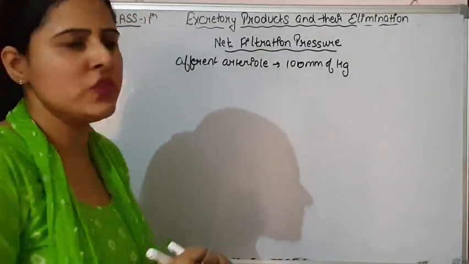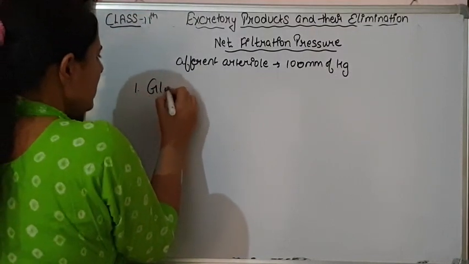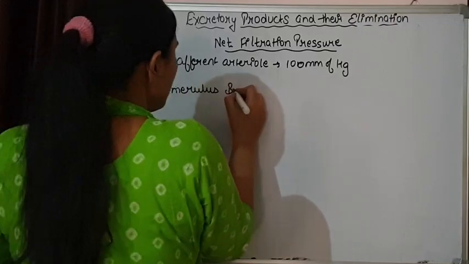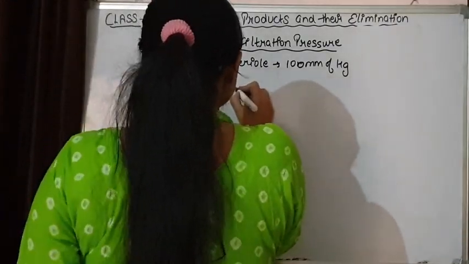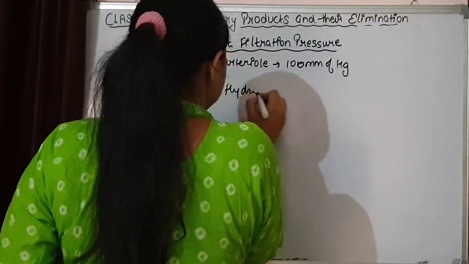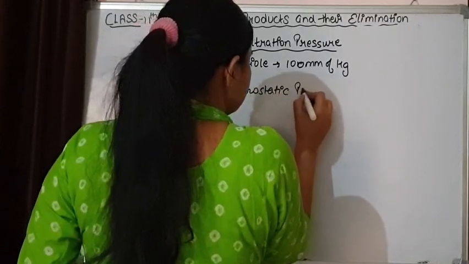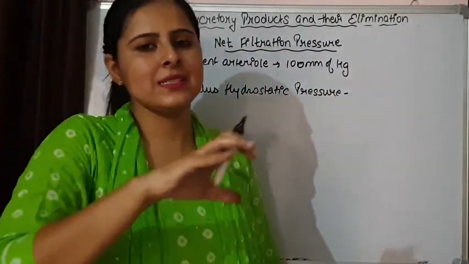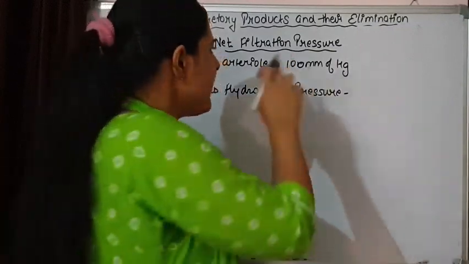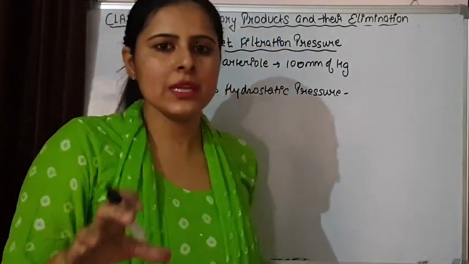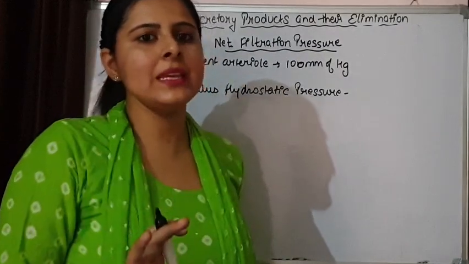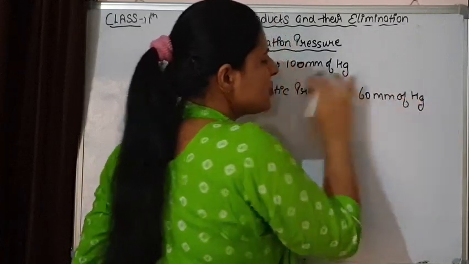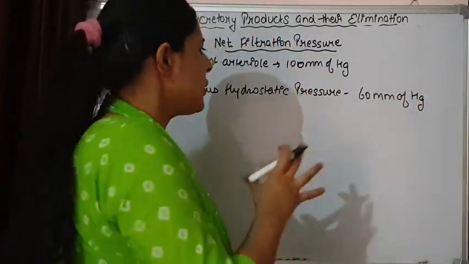Now the first pressure which we are going to discuss is glomerulus hydrostatic, glomerulus blood hydrostatic pressure. This is showing the pressure that is present inside the glomerulus. So from afferent arteriole, blood is going to enter into the capillaries, and the pressure that is remaining in the glomerulus is 60 mm of Hg. This much pressure is present inside the glomerulus.